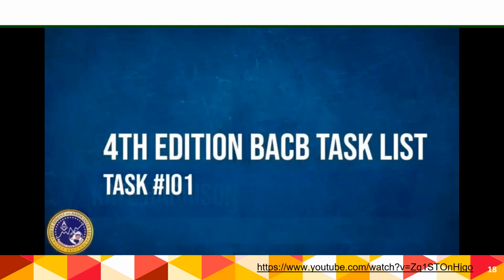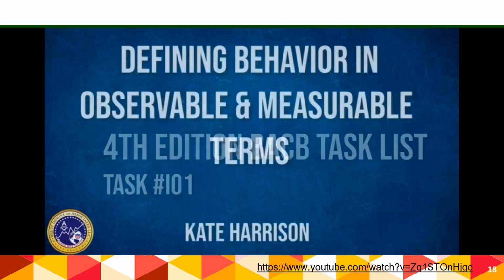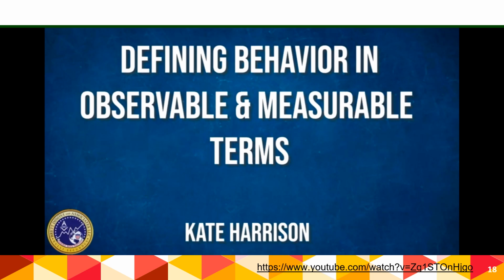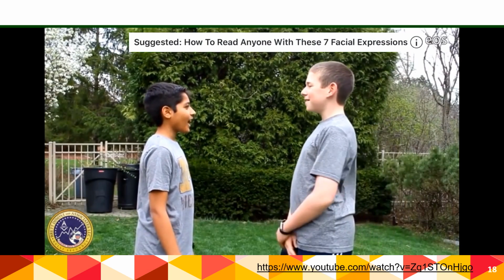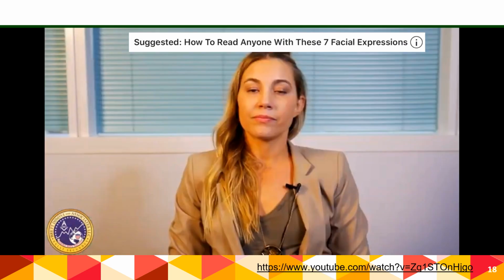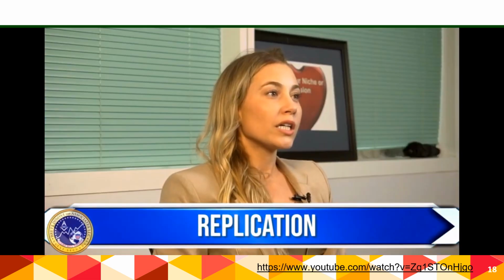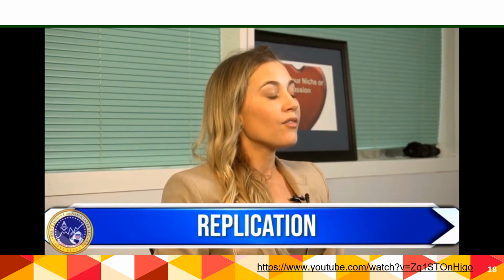Today we're going to be talking about task number I-01 of the current 4th edition BACB task list. The BACB has identified defining behavior in observable and measurable terms as something clinicians in behavior analysis should be familiar with. Why is this important? Our job as behavior analysts is to improve socially significant behaviors. Cooper and colleagues state that the validity of scientific knowledge in its most basic form implies replication. If we aren't clear about exactly what we're measuring, we're going to have a pretty difficult time replicating it, tracking it, and convincing others that our interventions are effective.